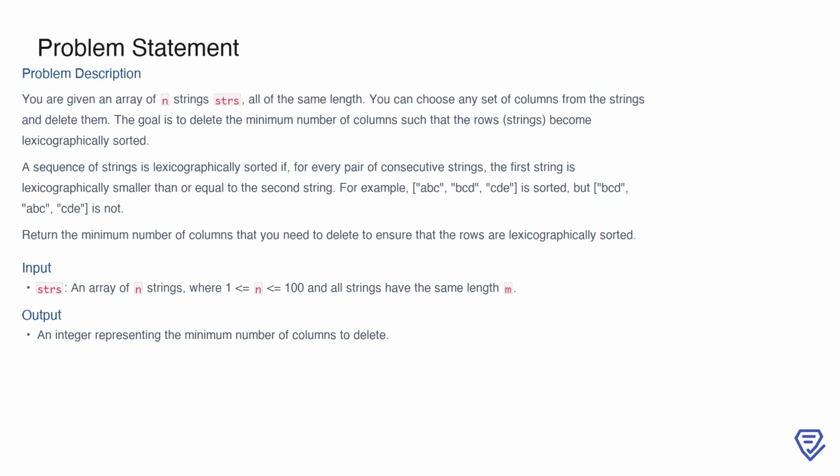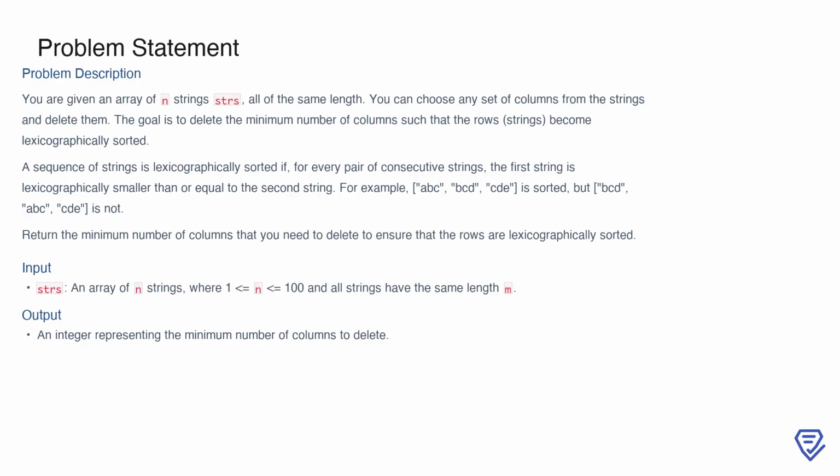The problem requires us to process a given array of strings, where all strings have the same length. The goal is to make the rows, which are the individual strings, lexicographically sorted by deleting specific columns. Lexicographical ordering means that, for any two consecutive strings, the first string should either be smaller than or equal to the second string when compared character by character. To achieve this, we want to minimize the number of columns we delete.